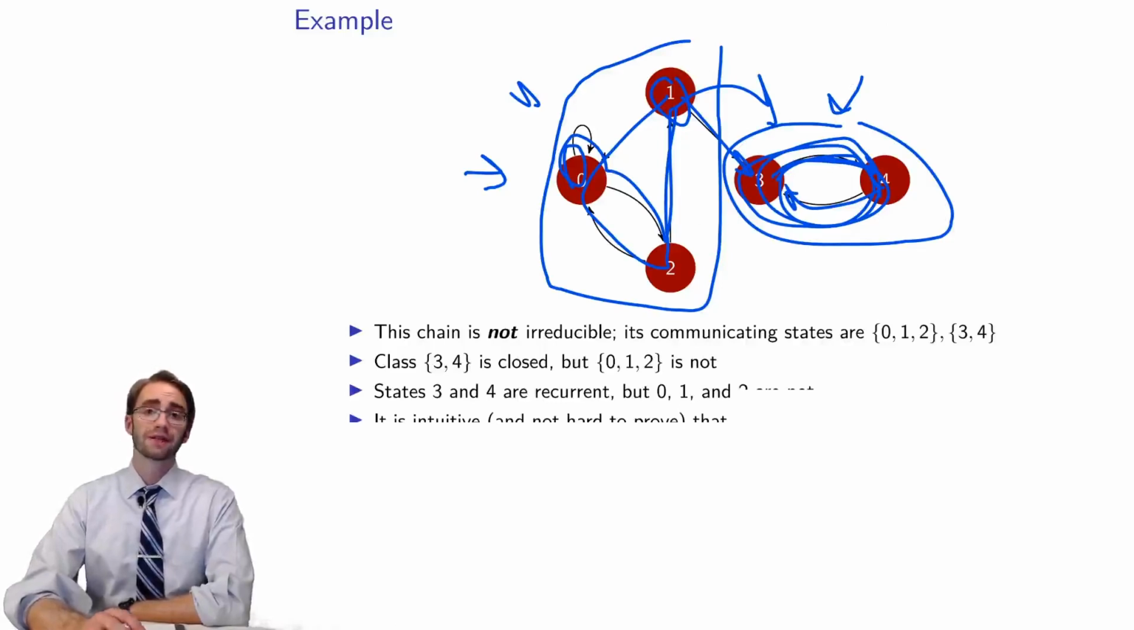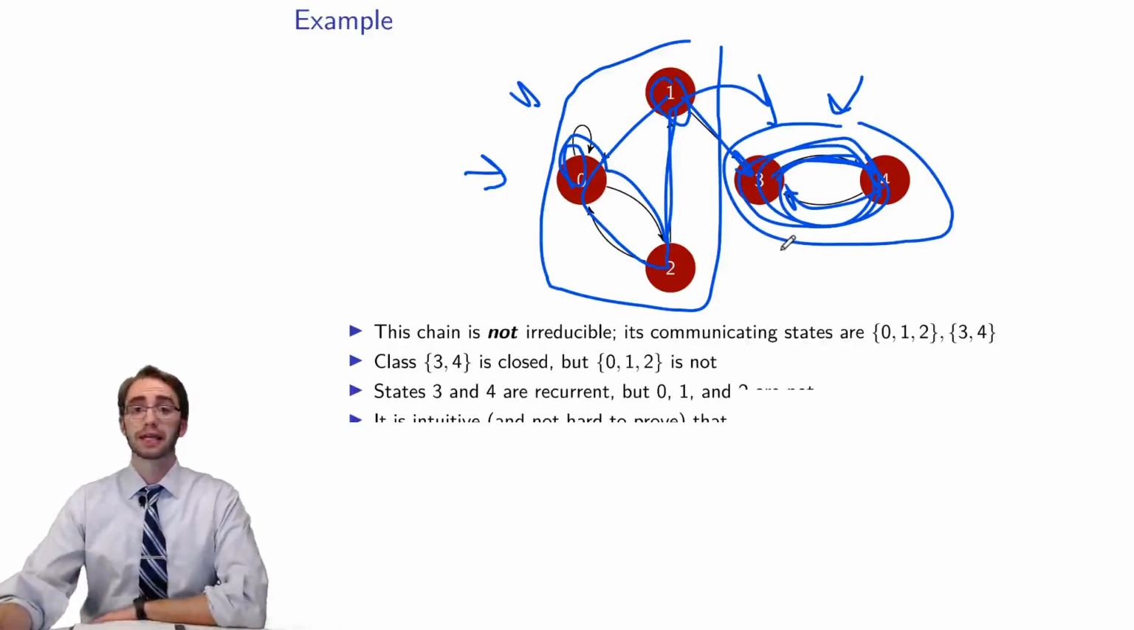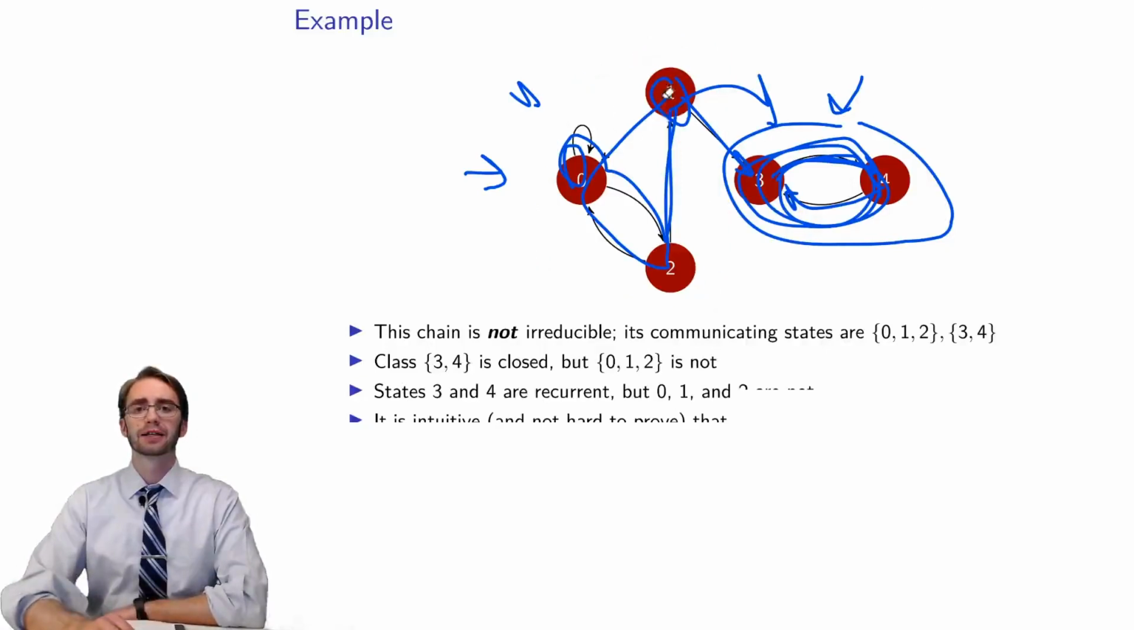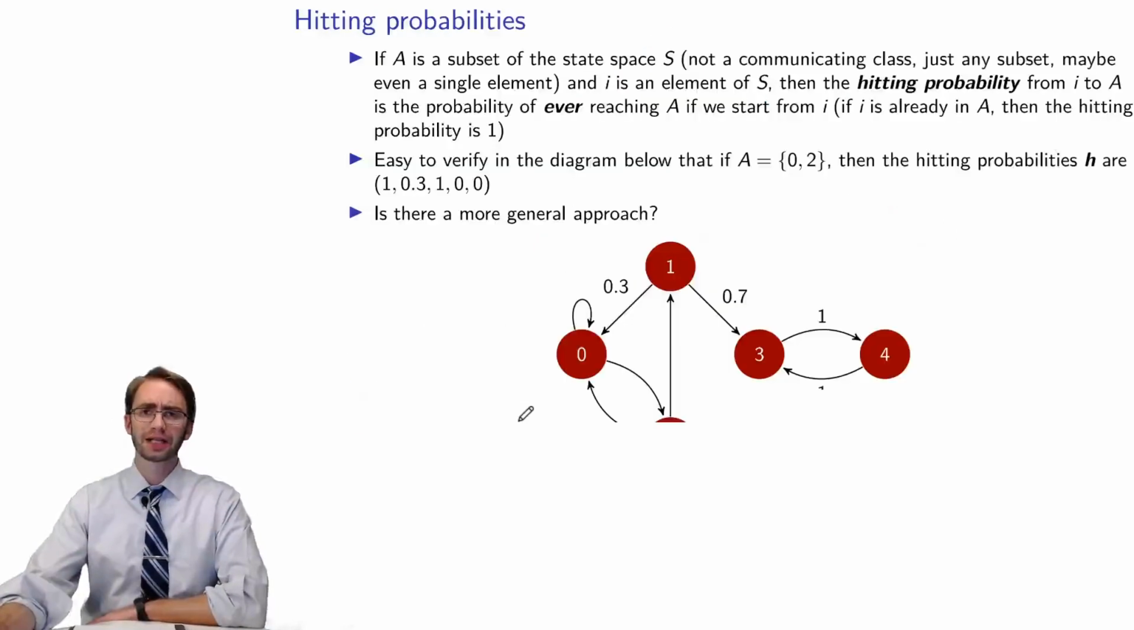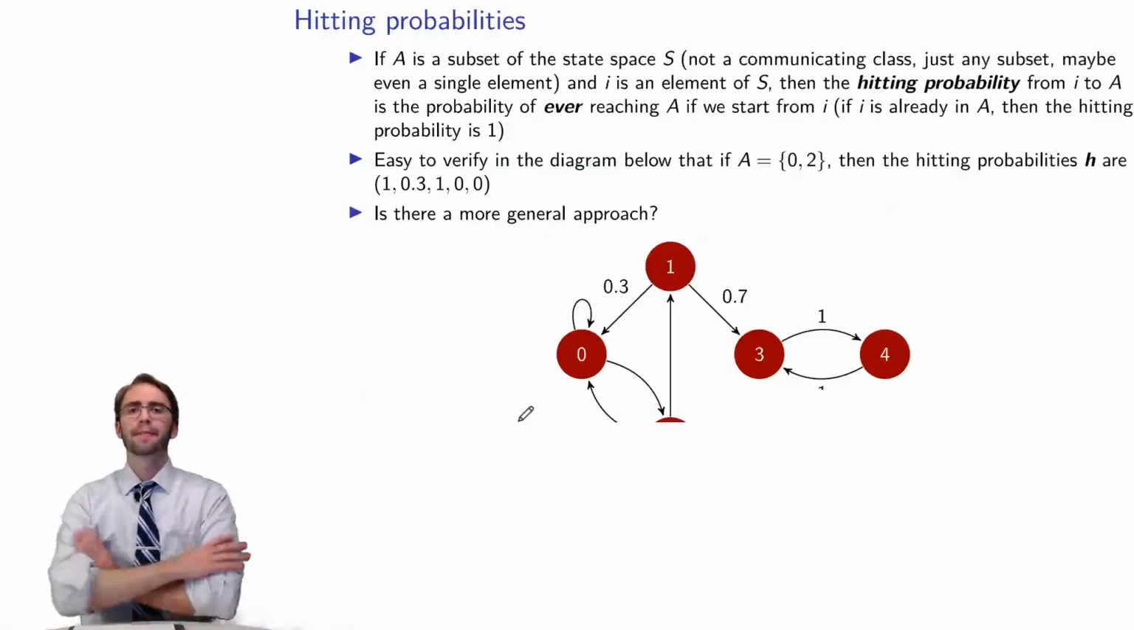It's intuitive, and it's not hard to prove, that if two states communicate, and i is recurrent, then so is j. That's just an aside here. So we would also say that states 0, 1, and 2, this class over here on the left, are transient, because there is a probability that once I'm in that state, I might never come back to it, because that might be the time that I jump into this group over here on the right. So that's just some terminology there.